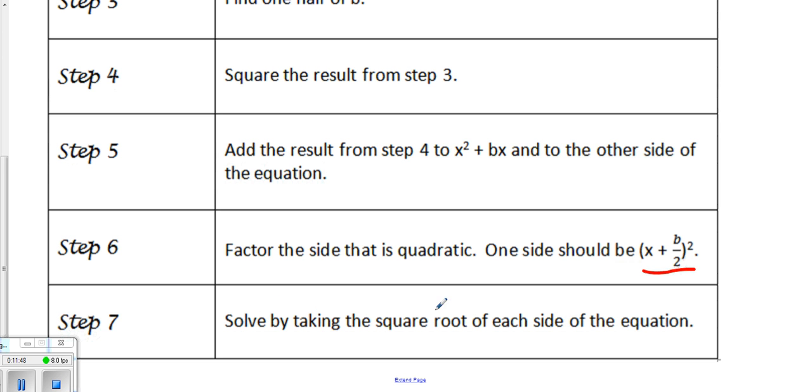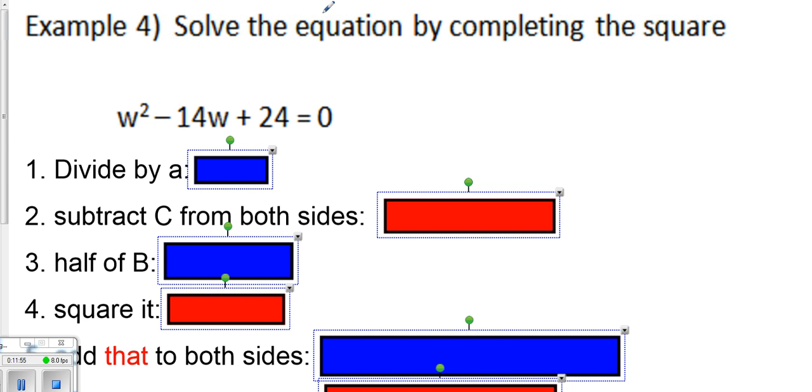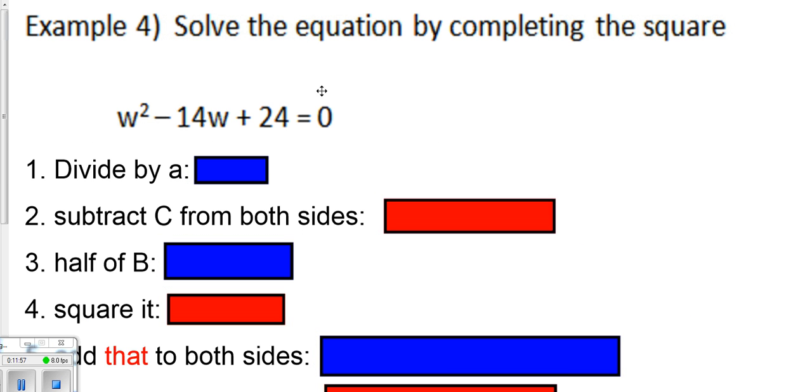Next, you solve by taking the square root of each side of the equation, which we've already done in previous lessons. So let's see this in action. Let's see a couple examples of how this looks.